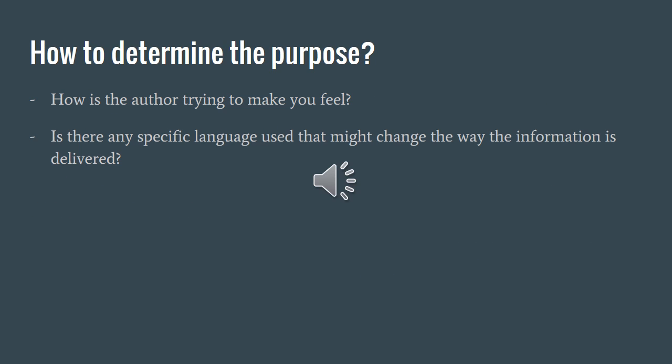As you actually start to analyze some of the articles, it's important to ask yourself how the author is trying to make you feel and how you are responding to the article. You need to look for any specific language used that might change the way information is delivered. Is it clearly more biased towards a certain side on this issue? There will always be a bias, but trying to figure out which part of the argument, if there is one, the author is on is essential.